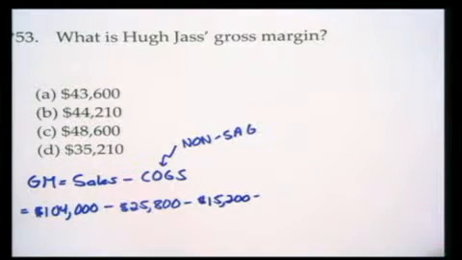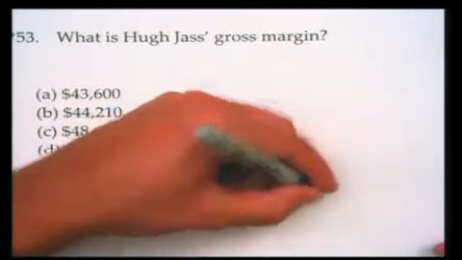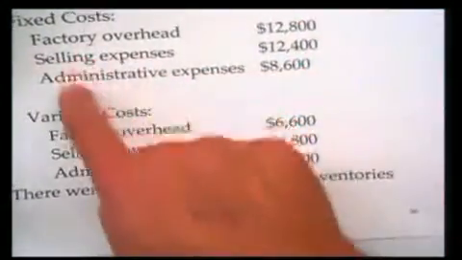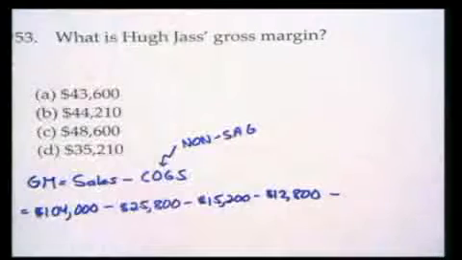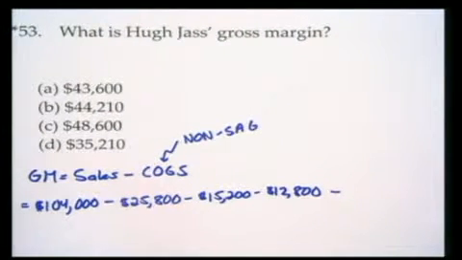Minus, let's see, factory overhead. Well, it's not SAG. I don't care if it's fixed or variable. I'm going to take out $12,800. Minus what else? Do we take that selling expense or administrative expense out? No, we don't, because those are called SAG, selling, administrative, and general. Think about a secretary or a lawyer or the CEO. Those are all SAG costs, as we talked about in earlier reviews. So $12,800 is what we take out still.